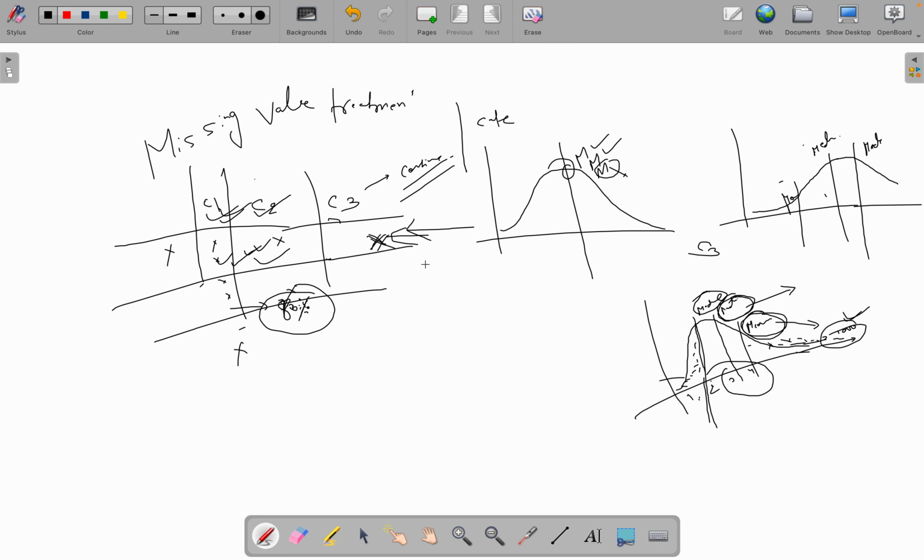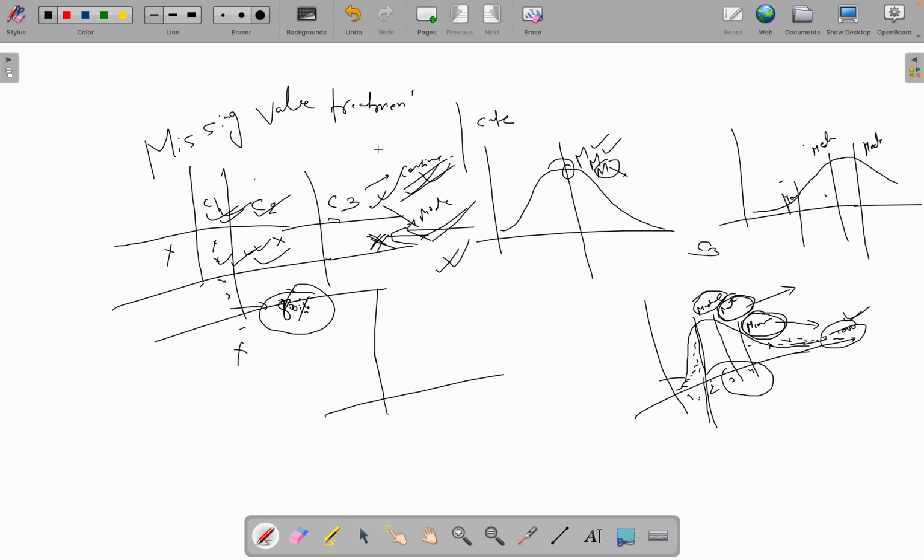Okay, now this was about the continuous value. When it is the categorical value, then substitute it with the mode, the most frequent value available in this column. So this is all about your missing value treatment using the mean, median and mode.